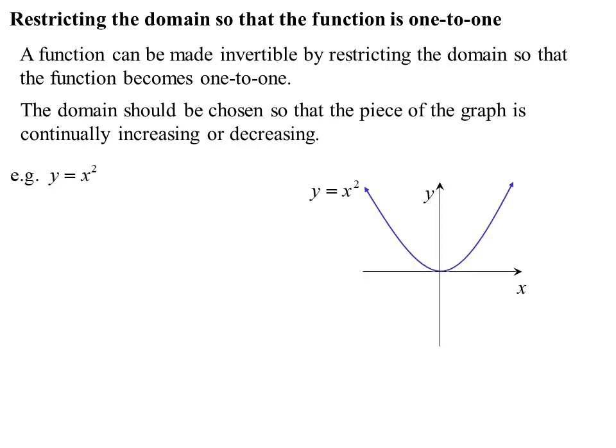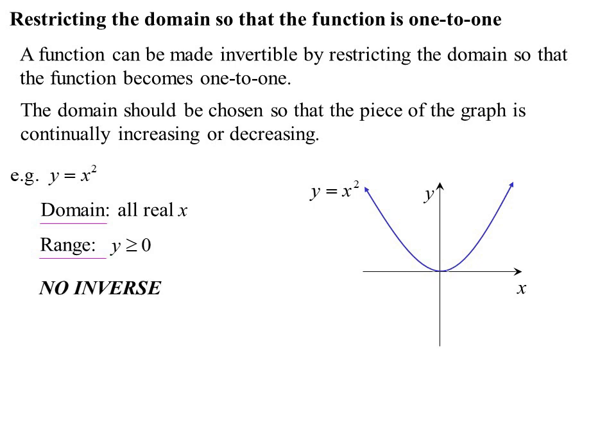Let's look at the parabola, classic parabola. It of course fails the horizontal line test. Its domain is all real x, its range is greater than or equal to 0. But no good, we can't find an inverse. So we just want a piece of this parabola which is either continually increasing or continually decreasing. And we've got a couple of choices we could make here. We tend to go with the positives if we can. And 0 is also a good one to include if we can.